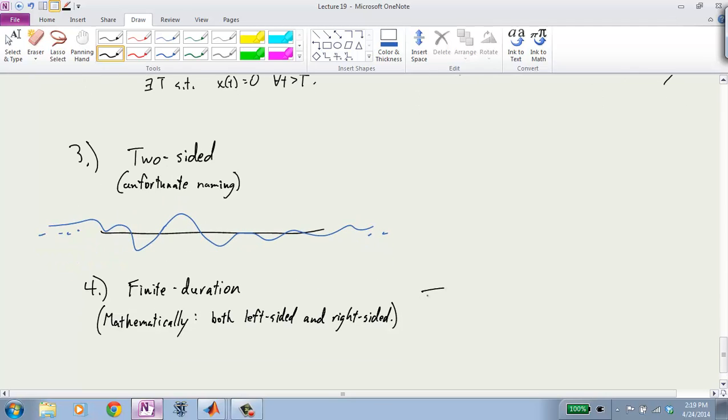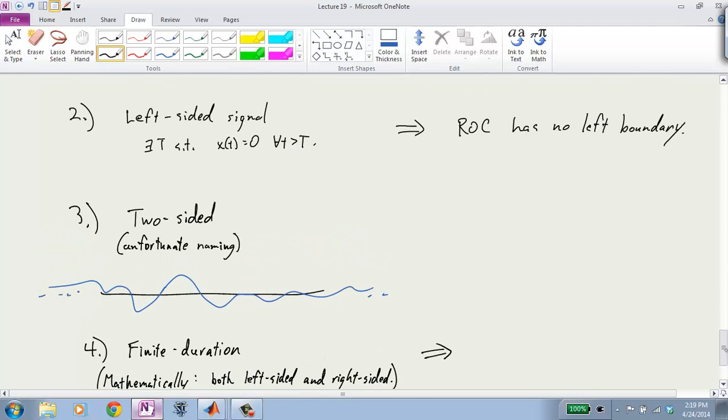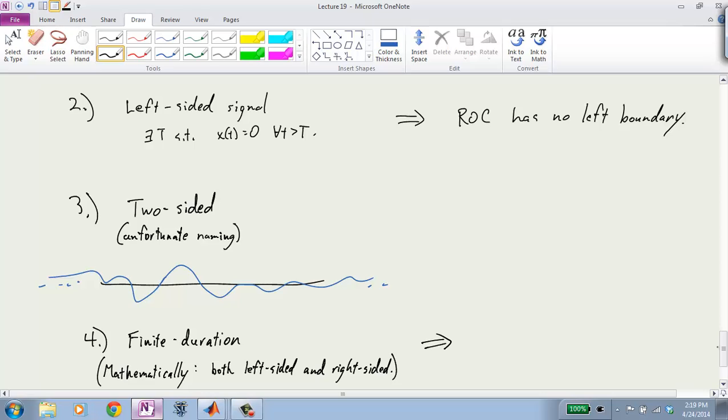Now this, you can say some things about the region of convergence for this thing. What do we know about the region of convergence for finite duration? Yeah, or nothing. Could be nothing. Well, it could be nothing, but by using something with vertical asymptotes. Okay. Yeah, let's just say it has no left or right boundaries.